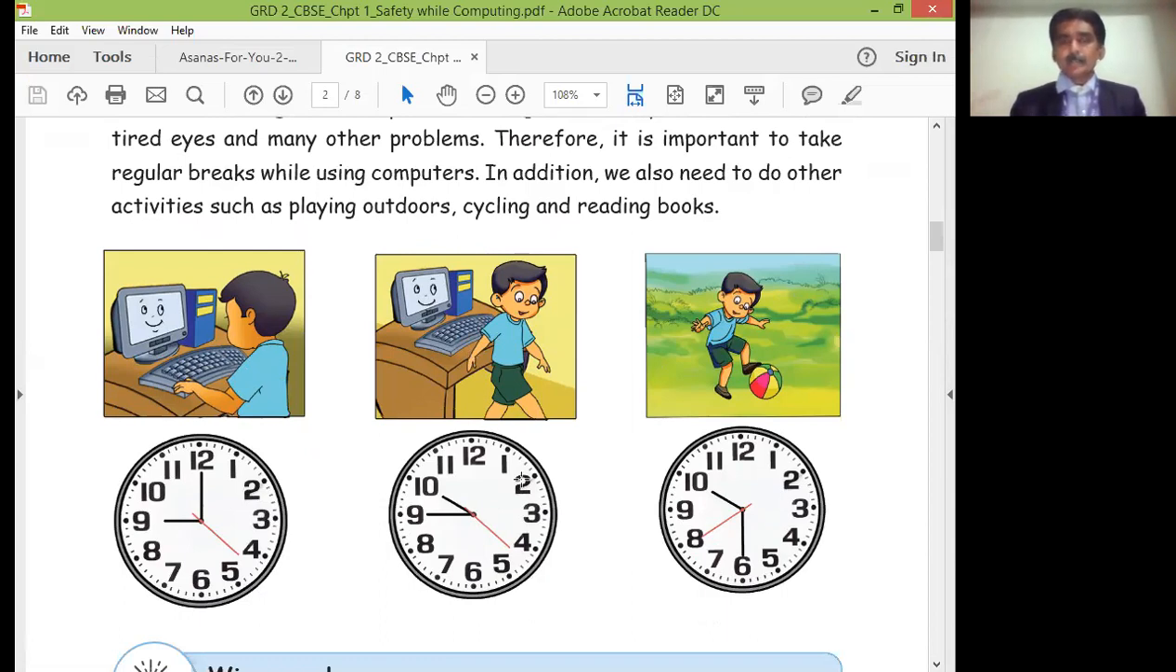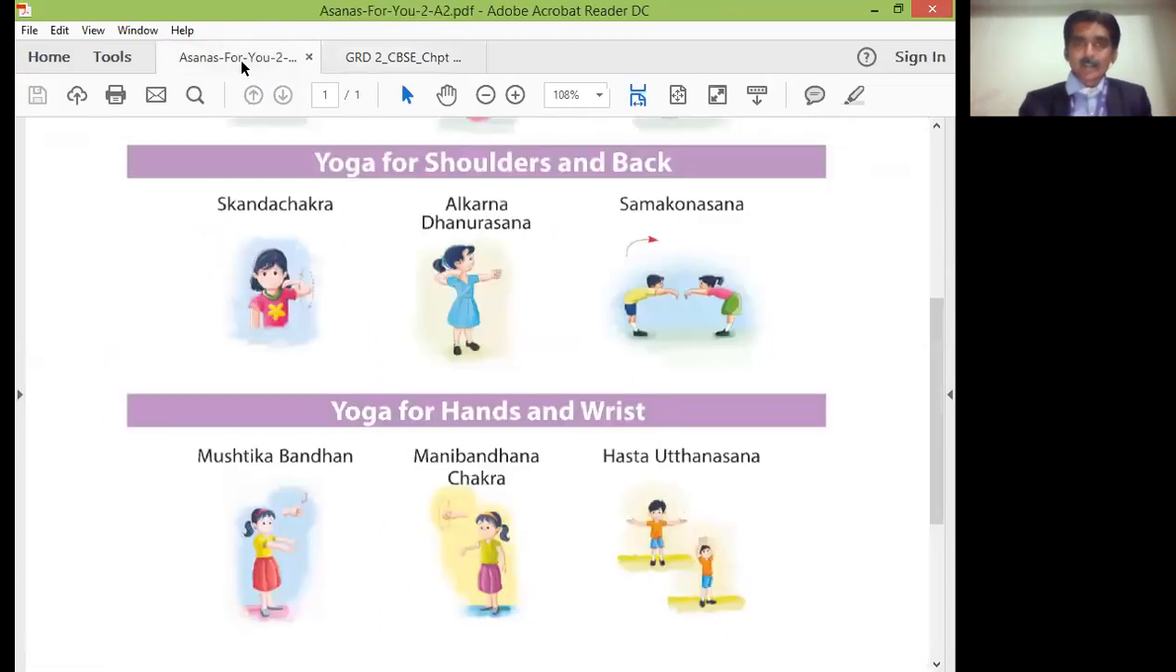So while working on a computer for a very long period, you can take a break, and it is my sincere suggestion to you to please follow some exercises called asanas. So these are the asanas. It is also given in your study plan. So please follow these asanas.